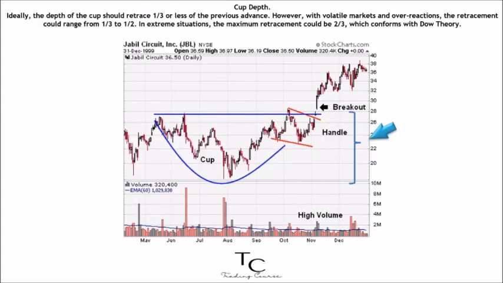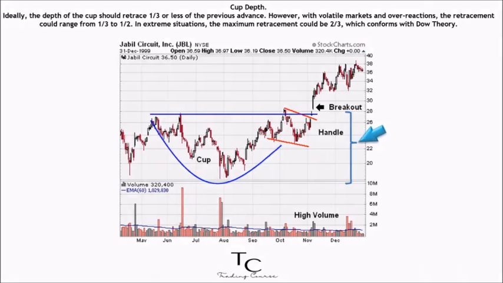Cup depth. Ideally, the depth of the cup should retrace 1/3 or less of the previous advance. However, with volatile markets and overreactions, the retracement could range from 1/3 to 1/2. In extreme situations, the maximum retracement could be 2/3, which conforms with Dow theory.